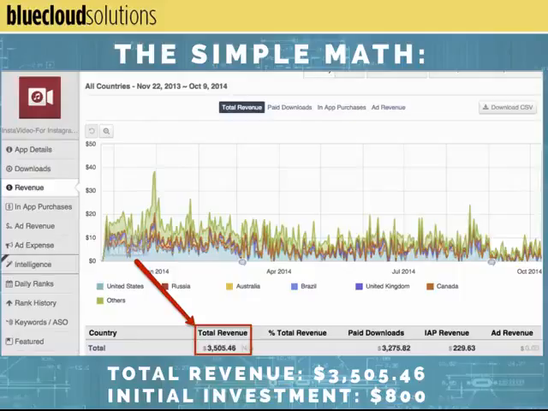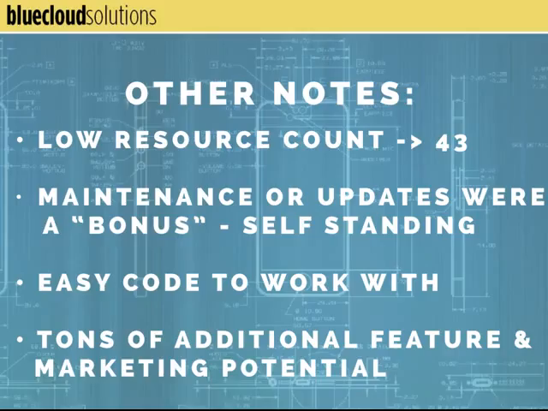But in this case, the investment was $800, and I made $3,500 over the course of basically a year. That's an awesome return. I was really pumped with that, especially having not done a whole lot of work after that. A couple other notes: there are very few images to update. There are only 43 resource images, and it includes a lot of commonly used buttons and banners and things like that that aren't necessarily completely unique.